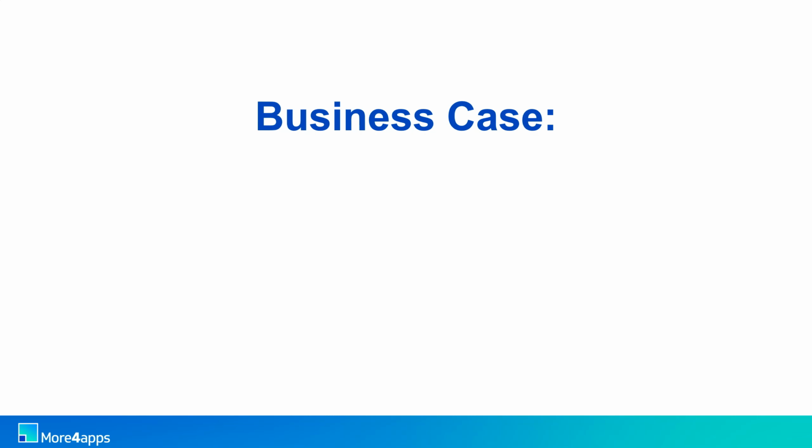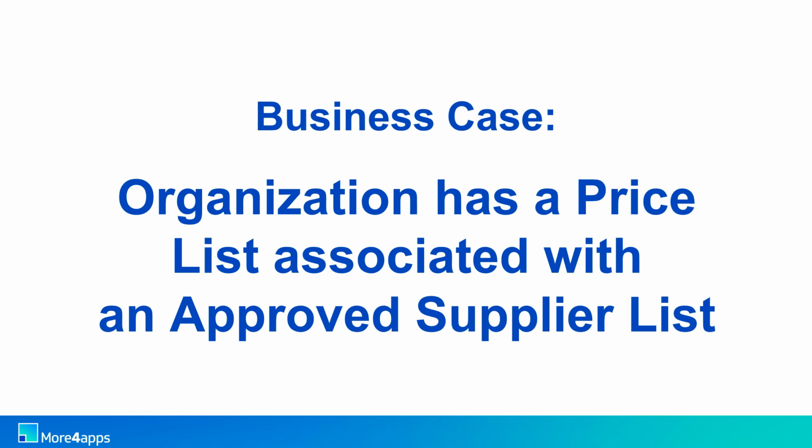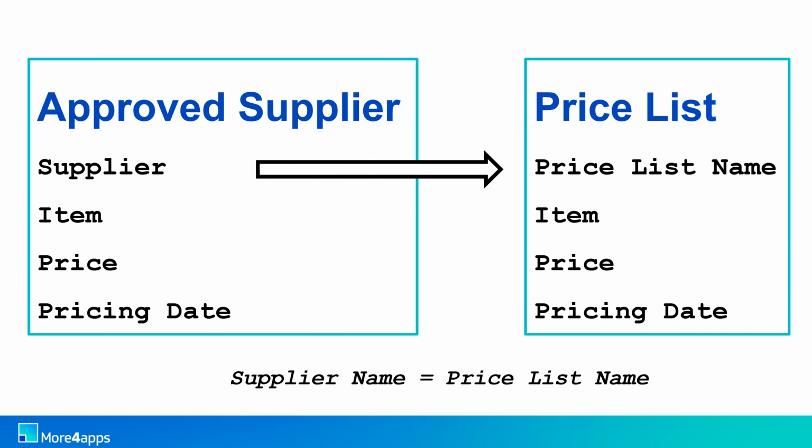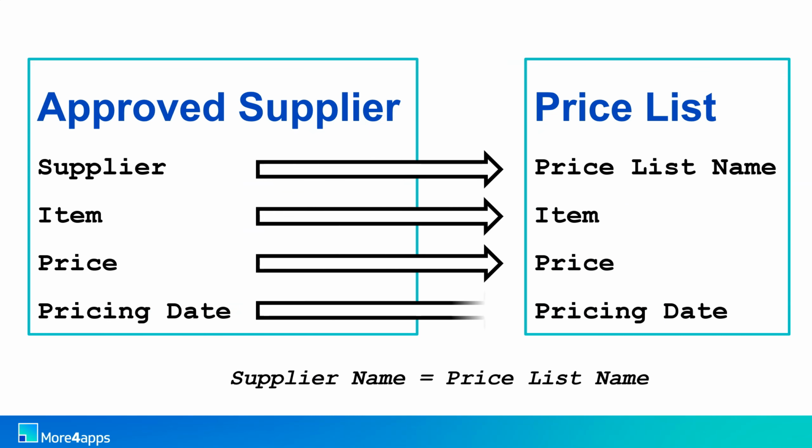So let's look at the business case. An organization has a price list associated with an approved supplier list. This isn't a natural fit for Oracle, so in order for this to work for the organization, they have to tie the two together, and they do this. So the supplier maps to the price list name, the item to the item, and the price to the price and the pricing date.